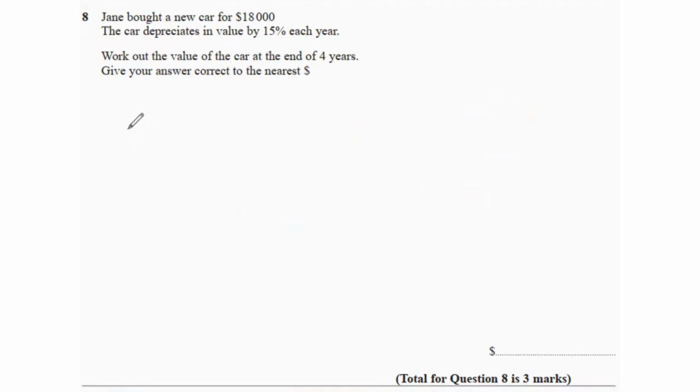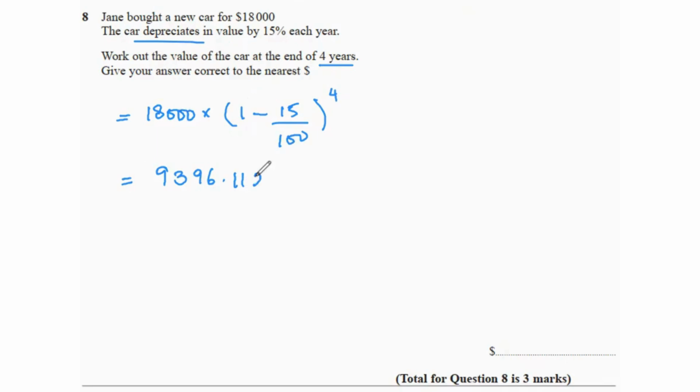Similar to the question that we did previously. So 18,000 times 1 minus 15 over 100. Since it's depreciation, we minus the percentage from 1, and that is raised to the power of 4 because the time period is 4 years. So that's going to give us 9,396.1125. Correct to the nearest dollar, it's going to be 9,396. That is your final answer.